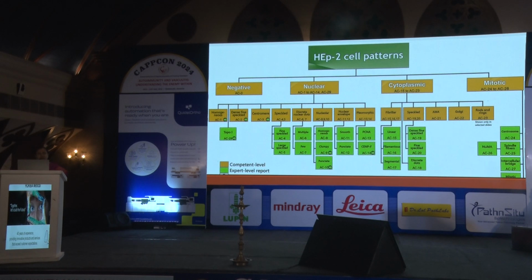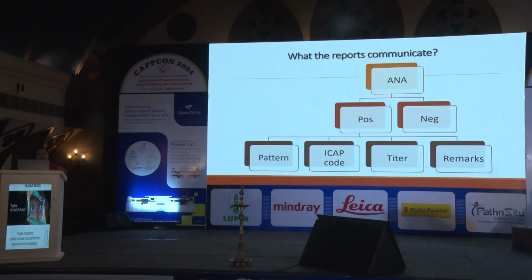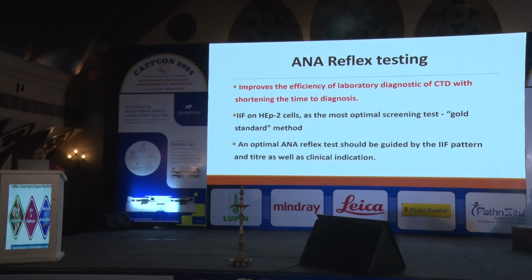And the nuclear patterns are very common: the homogeneous, speckled, and centromere, being very much connected with CTD. Now, what should the reports communicate? First, it should be positive or negative. When it is positive, first we should give the pattern along with the ICAP code, that is the AC number. Then the titer, which is very, very important. We should give the starting dilution, either 1:80 or 1:100, and then go on to give the end titer. The end titer is very important, along with the remarks.